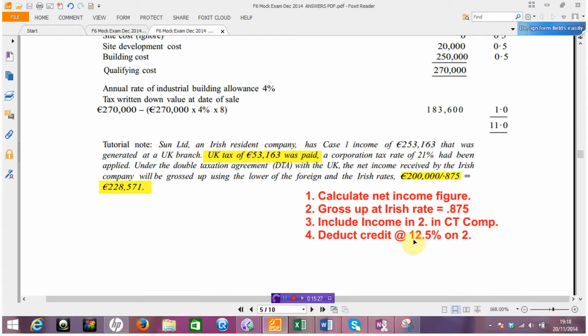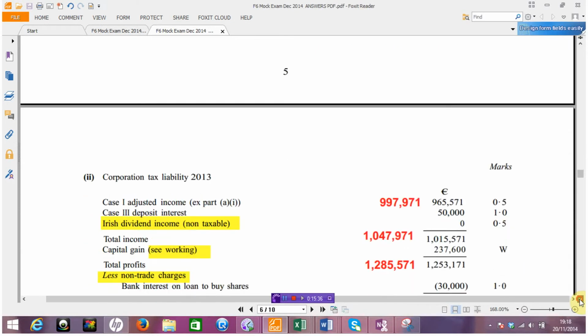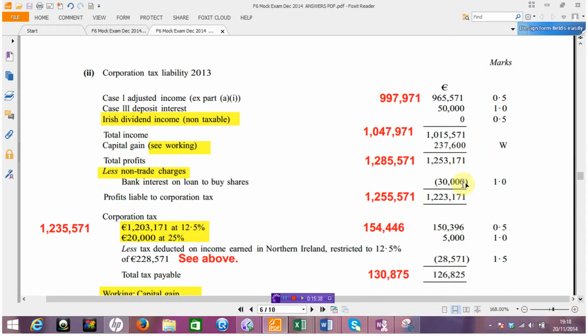Okay, so a little bit complicated. Do revise that if it's not overly clear, and I'll show it to you within the computation now. So here's the computation, and you'll see that we've got adjusted figures here because we had to adjust the add-backs above. So we're asked to provide a corporation tax liability or comp.